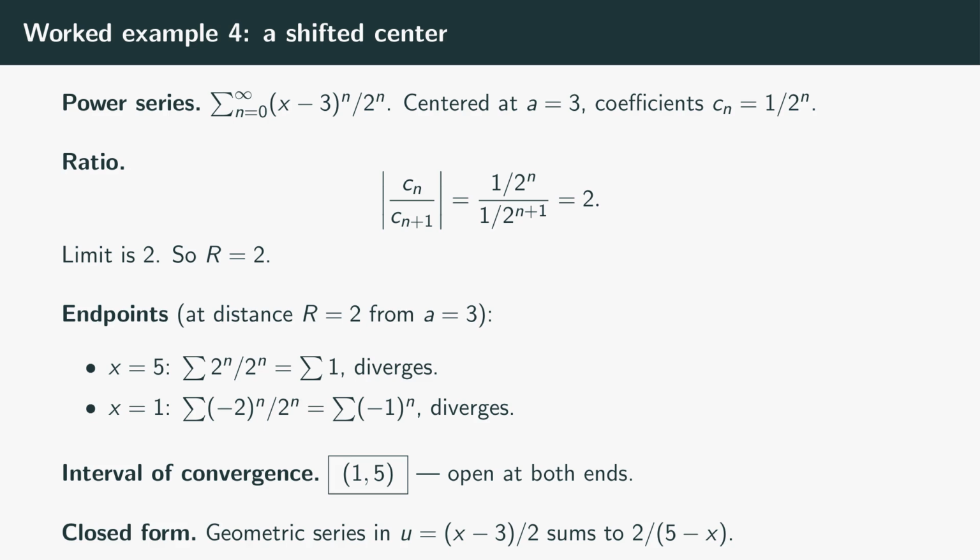Bonus, closed form. Substitute u equals the quantity x minus 3 over 2, and the series becomes the sum of u to the n, which is 1 over 1 minus u, valid for the absolute value of u less than 1. Substitute back: 1 over the quantity 1 minus the quantity x minus 3 over 2, which is 2 over the quantity 5 minus x. That function has a pole at x equals 5, exactly the right endpoint. The series agrees with 2 over 5 minus x inside the interval from 1 to 5, but can't see past the singularity.